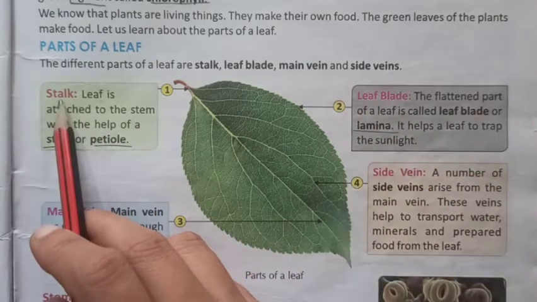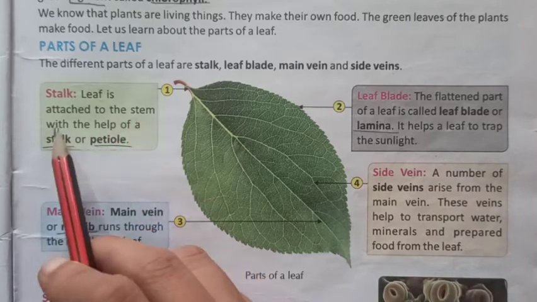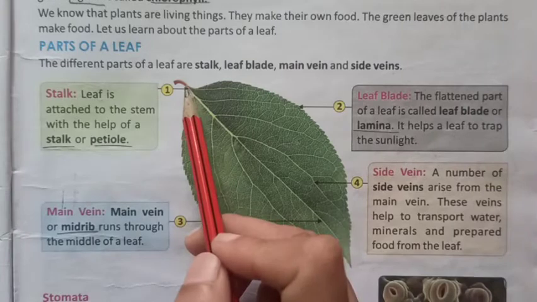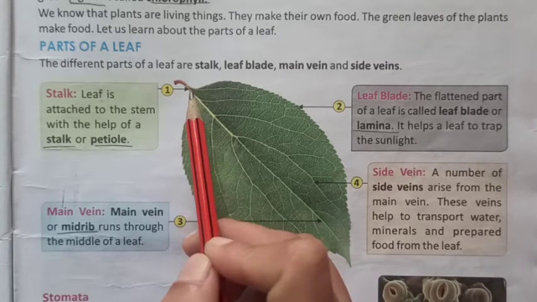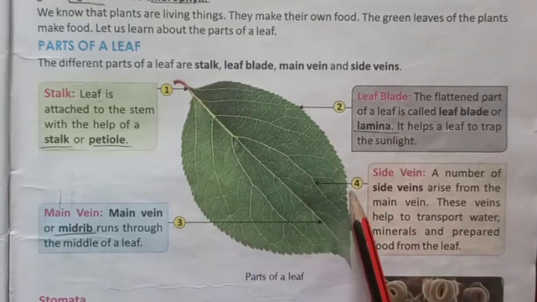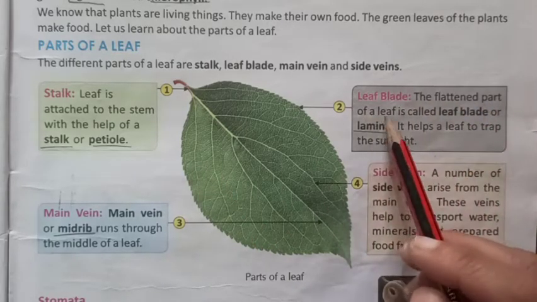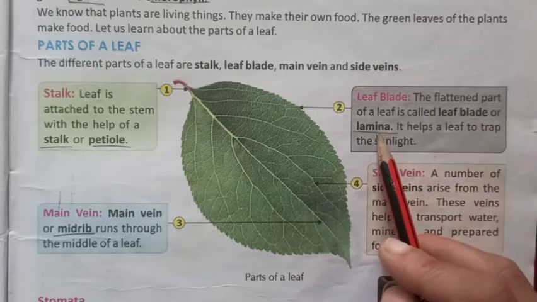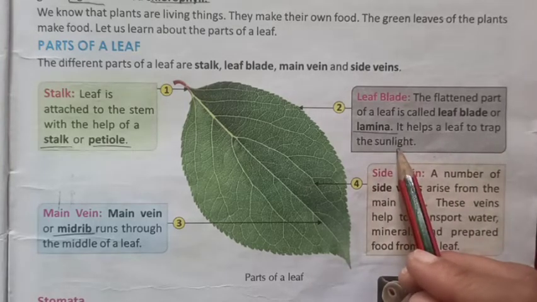So the first part is stalk. Leaf is attached to the stem with the help of a stalk or petiole. Here you can see this part is called stalk or petiole. The second is leaf blade. So this is the leaf blade. The flattened part of a leaf is called leaf blade or lamina. It helps a leaf to trap the sunlight.